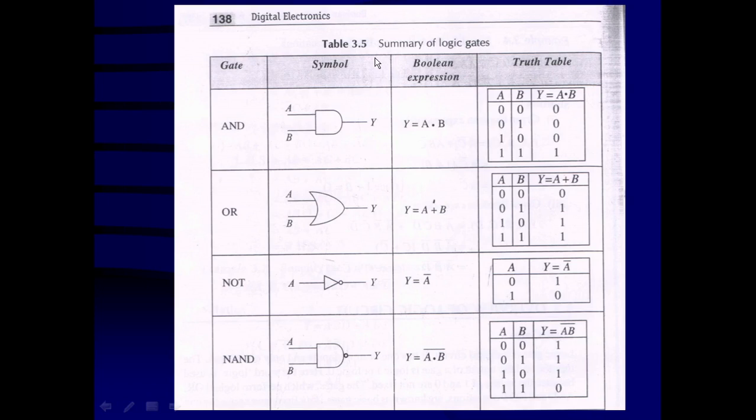In this table 3.5, the summary of the logic gates is given. The first column is the name of the gate; the first gate is the AND gate. The symbol of this AND gate is like this. The AND gate has two inputs A and B, and its output is Y, and the Boolean expression for this AND gate is represented like this: Y is equal to A and B, or A dot B, you can see that.